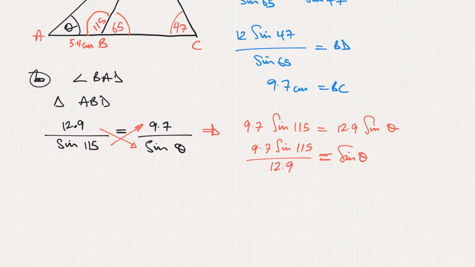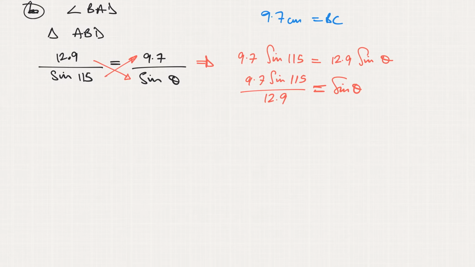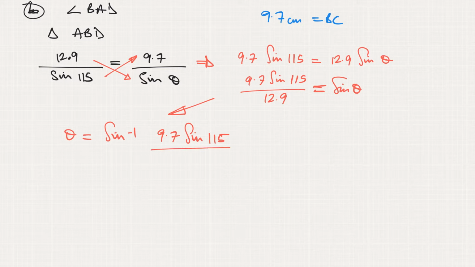So let's just move this up so we can get some space, and here we go. So this then gives us, I'll just carry on working on that side over here. So theta is equal to sine inverse of 9.7 sine 115 divided by 12.9, and pump that in your calculator, which works out to be 43 degrees. So that's going to be 43 degrees there.